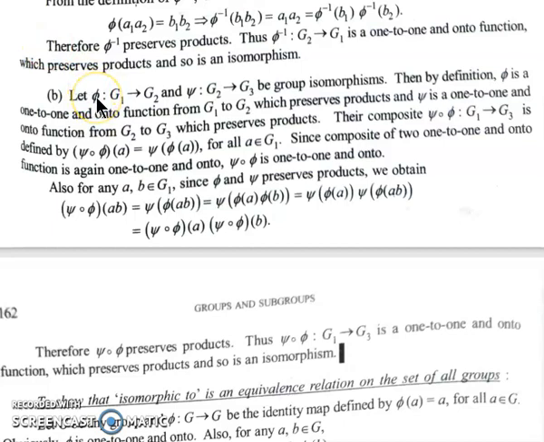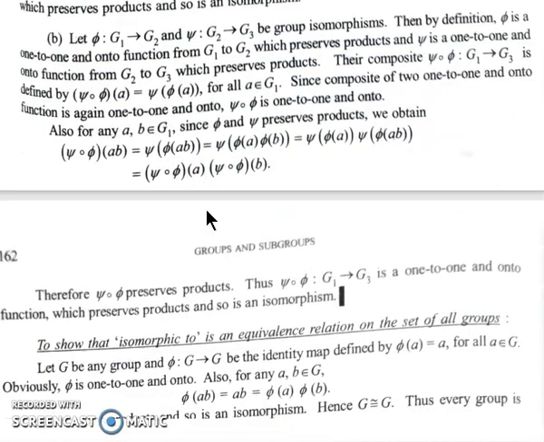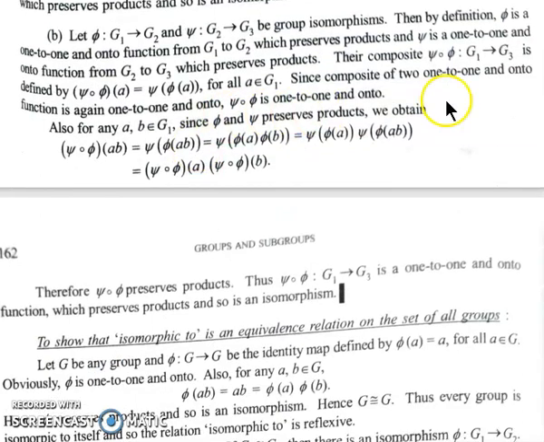Phi is a 1-1 onto map, psi is also 1-1 and onto. So this psi composition phi is also 1-1 and onto. So to prove this is a group isomorphism, it is enough to prove this function preserves the binary operations of G1 and G3. For that, consider two elements A, B of G1, as psi composition phi is from G1 to G3.